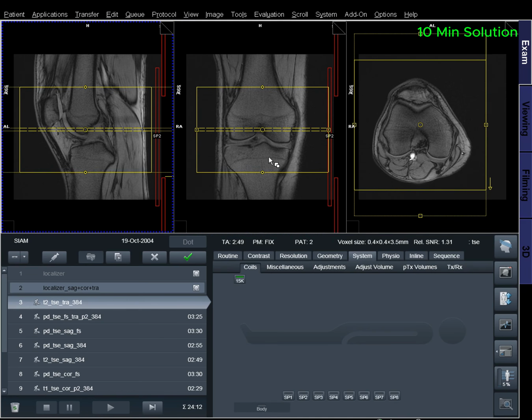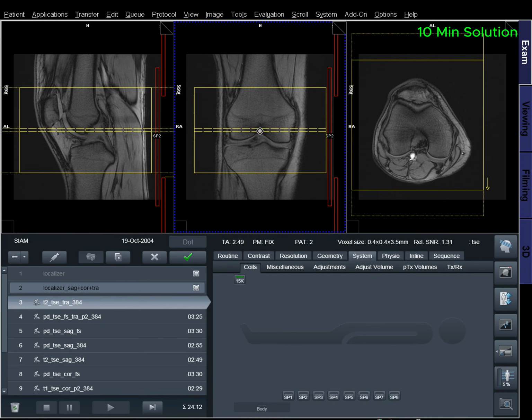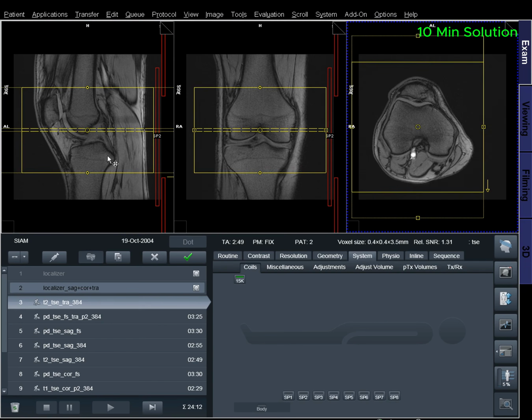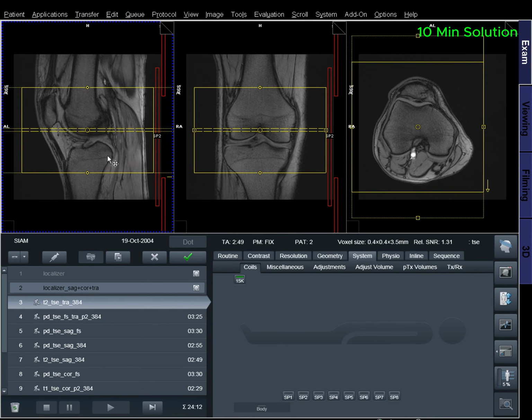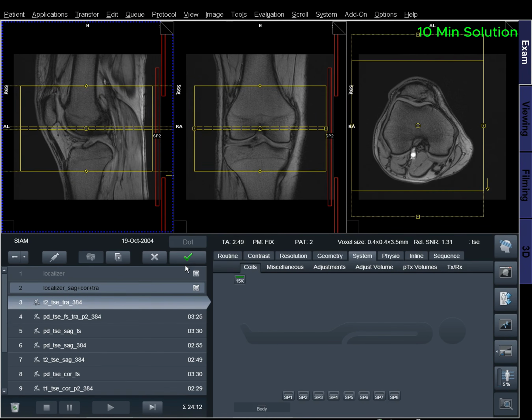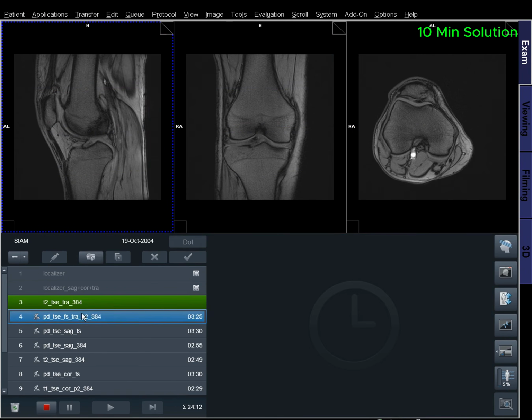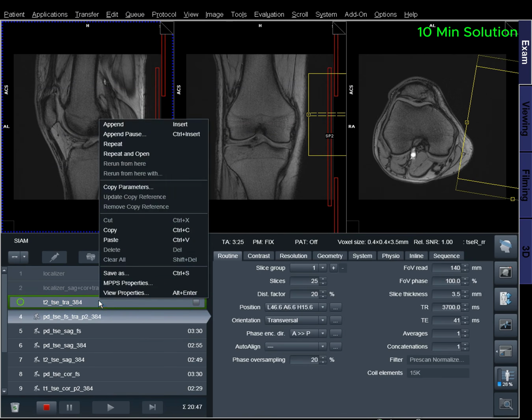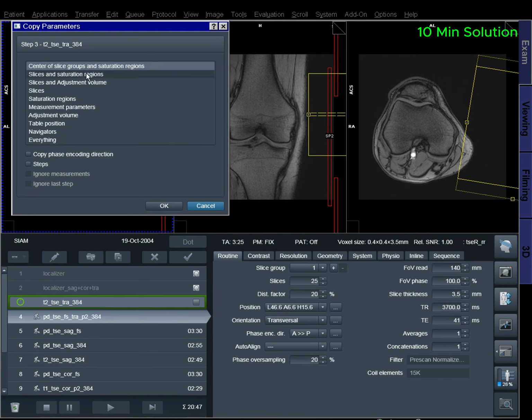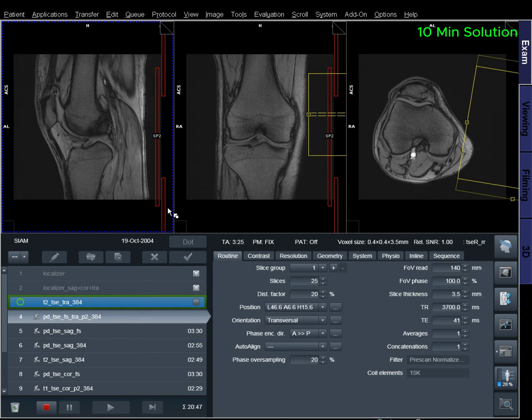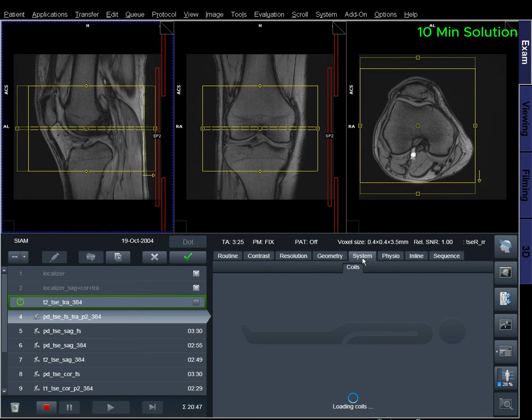Ensure that the slices adequately cover the knee joint from the tibial tuberosity up to the superior border of the patella. The phase direction in the axial scans should be from right to left to minimize artifacts caused by popliteal artery pulsation. To further reduce arterial pulsation artifacts, consider using saturation bands above and below the axial block.